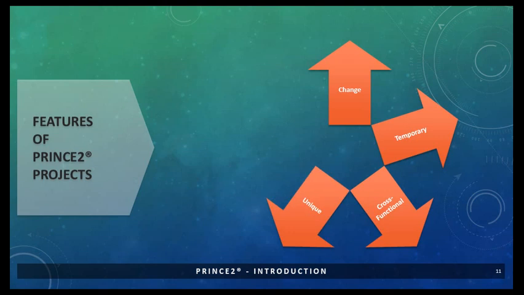Unique. Every project is unique, as there is always something different in each project. For example, let's say you're a project manager for construction of a house, and let's say you're building your second house. The second house that you build will definitely be different from your first house. It could be in terms of location, or probably the fittings that you use in the house could be different.